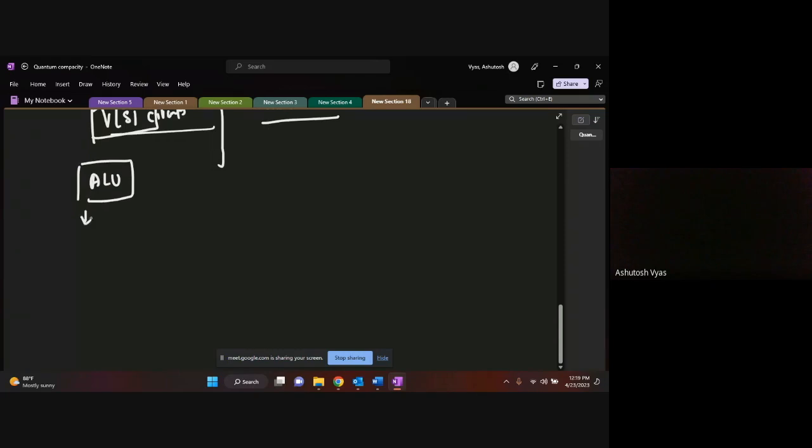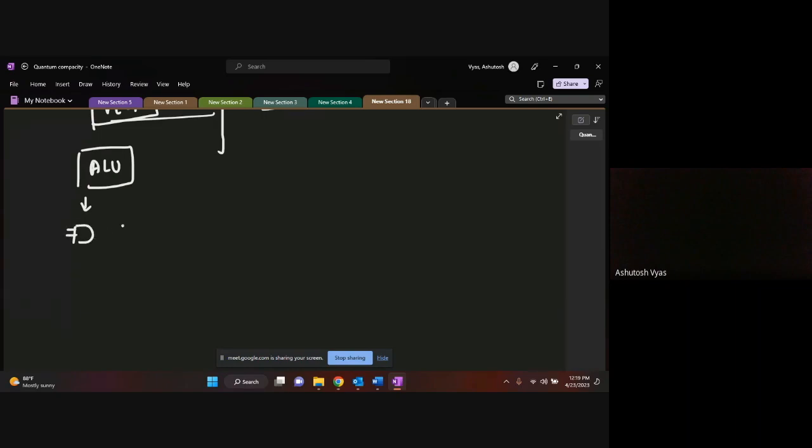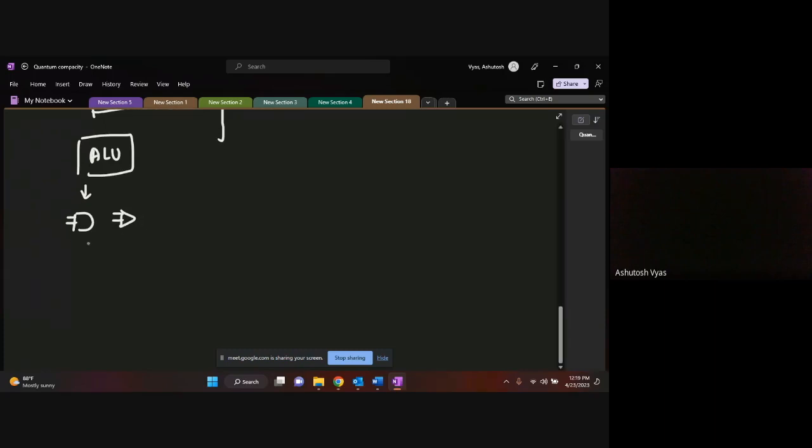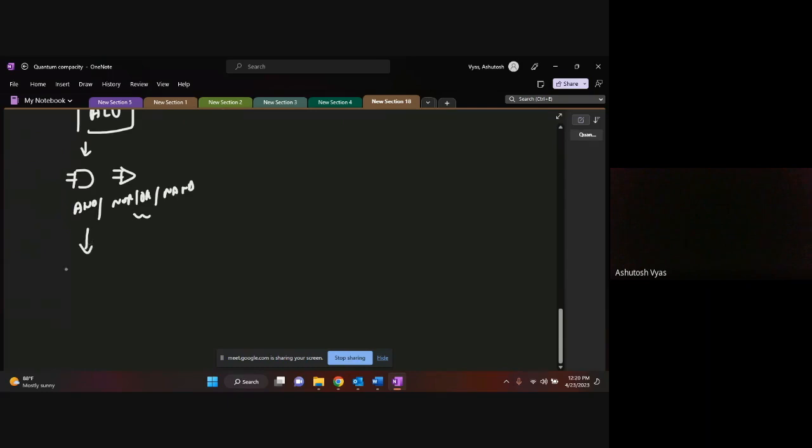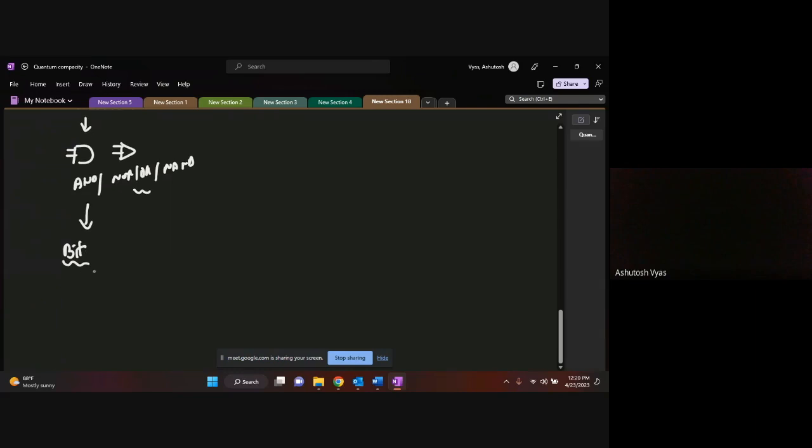If you look at the fundamental blocks of ALUs, you would have seen these gates: OR gate, NOR gate, AND gate, NAND gate, and so on and so forth. So fundamentally, your circuits are designed using these. If I go further deep into this, there is something called a bit. That's the smallest unit of your classical computer to store information. Yes or no?